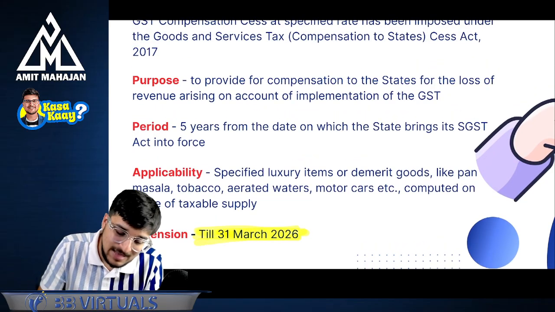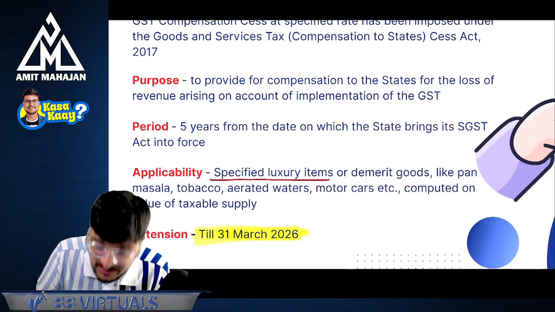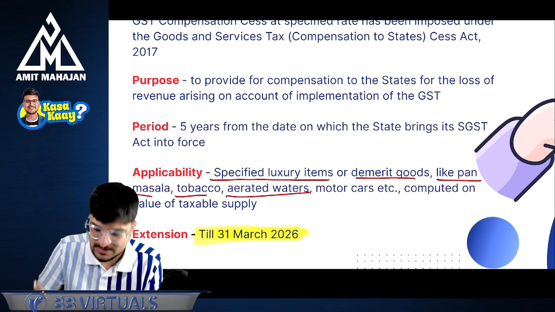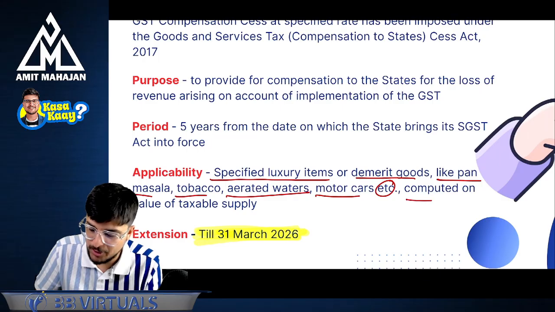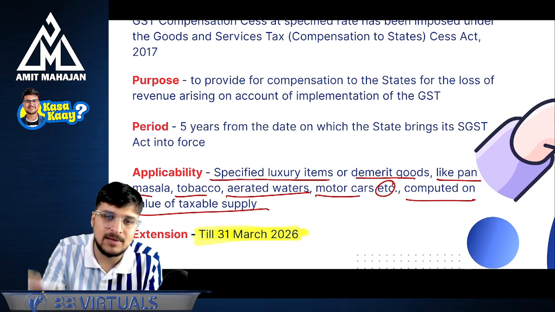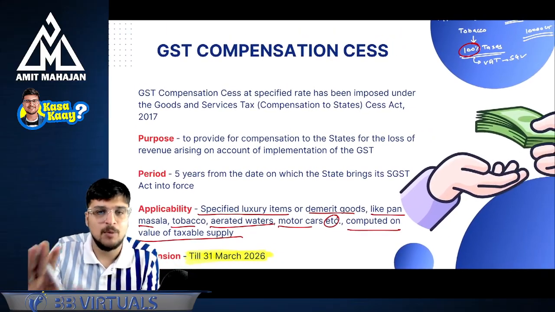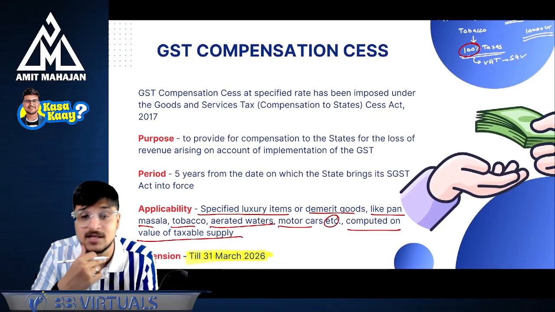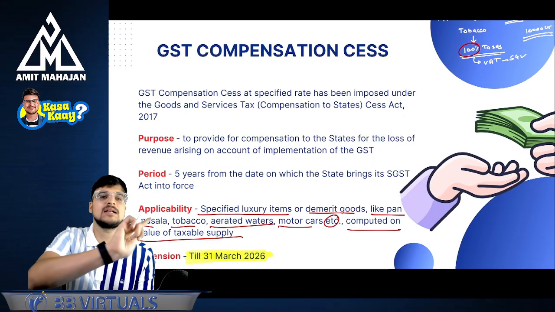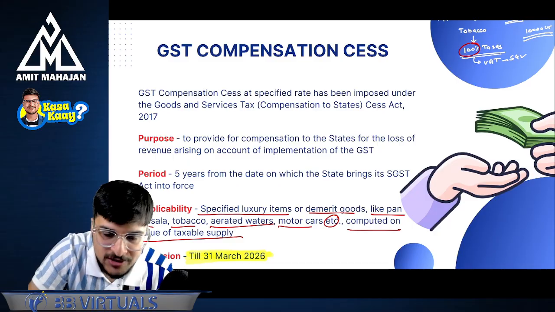Understood? No problem. Sir, what is it applicable on exactly? Is it applicable on all? No. It is applicable on specified luxury items and demerit goods like pan masala, tobacco, aerated waters, which means cold drinks, motor cars, etc. It is computed on the value of taxable supply. So by your understanding, it is not applicable on all, it is applicable only on these products. So this is your GST compensation cess. The cess is the amount which is collected by the central government from us to compensate the state governments for the losses which the state governments incurred due to the introduction of GST.